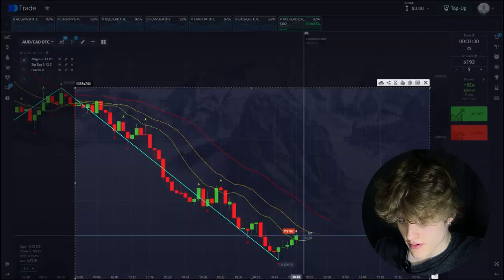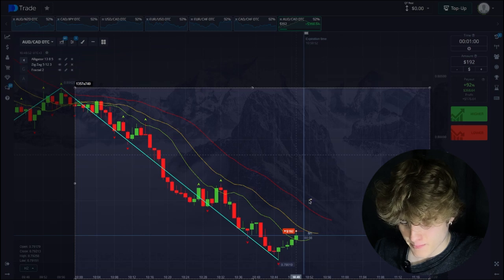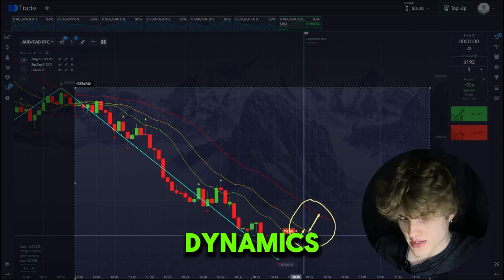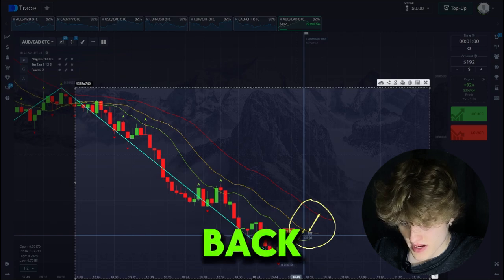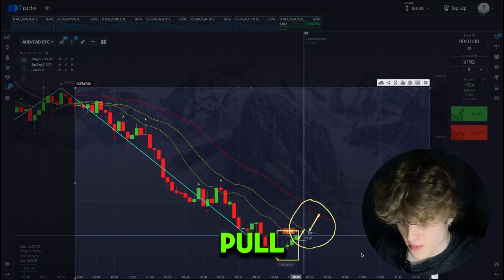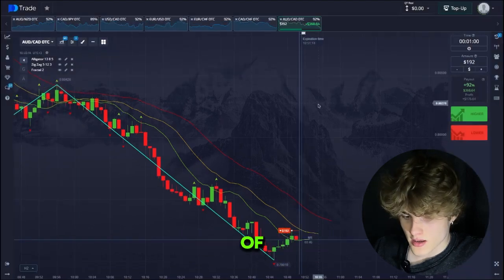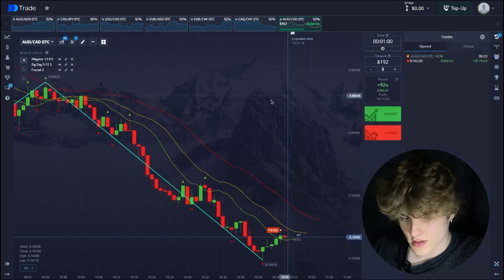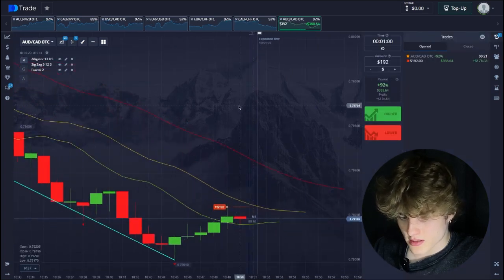Our moving lines of the alligator are wide apart, and the jaw is on the top. This is a sign of strong downward dynamics. We also had a price pullback. Actually, after this pullback, we just opened a trade on the downside in the direction of the trend as we opened the last trade. So okay, let's watch the results.